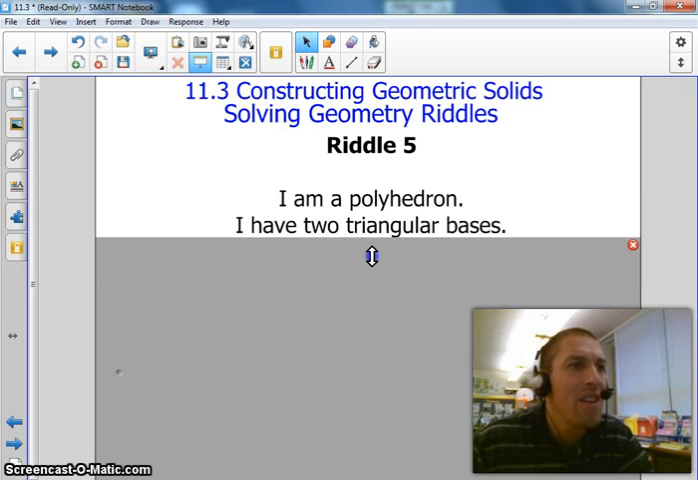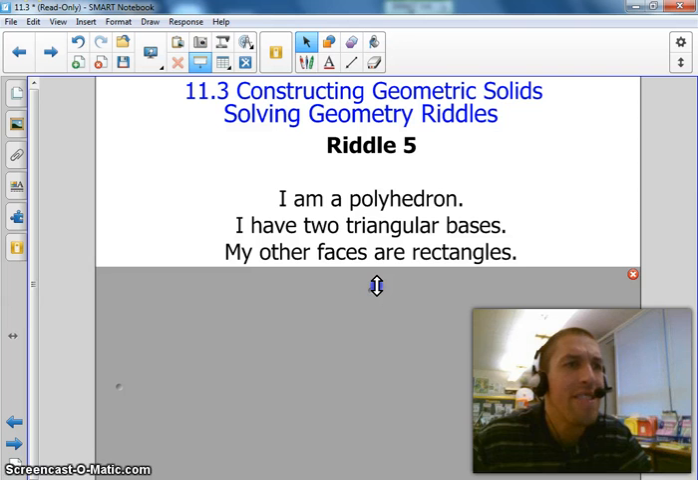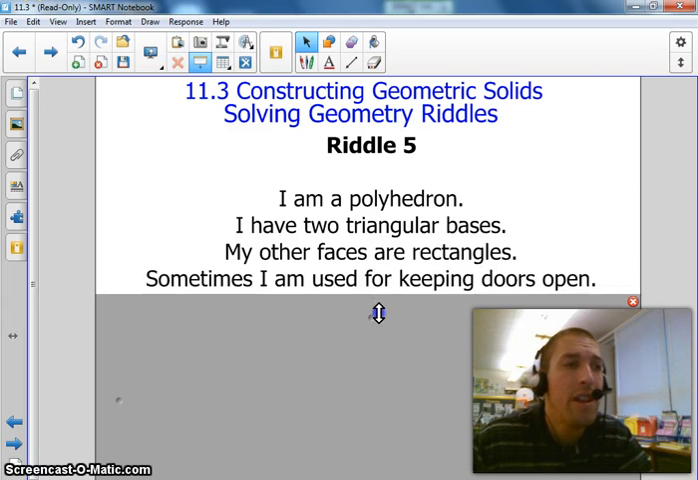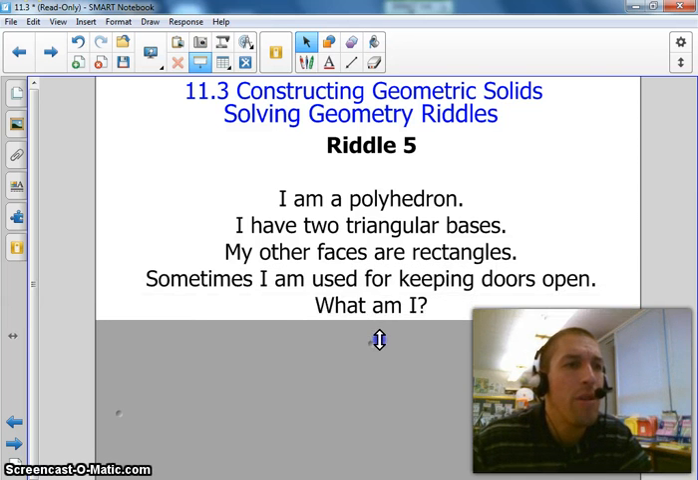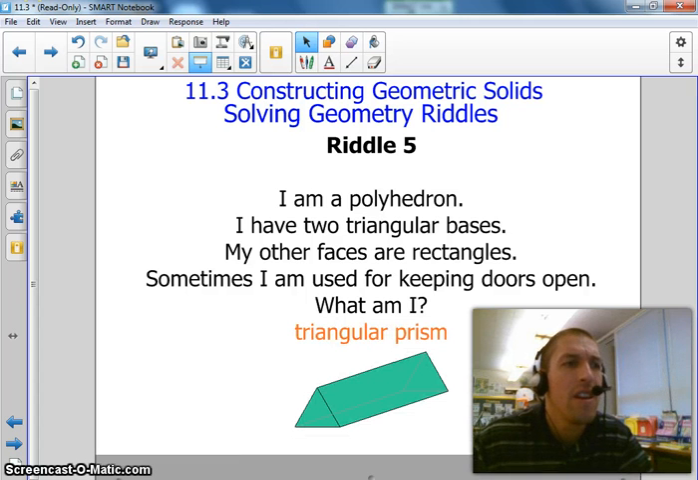How about this one? I'm a polyhedron. I have 2 triangular bases. So now, is it going to be a pyramid or a prism if it's got 2 bases? My other faces are rectangles. That should give you a clue. Prism or pyramid. Sometimes I'm used to keep doors open. What am I? Do you have it? You're a triangular prism.